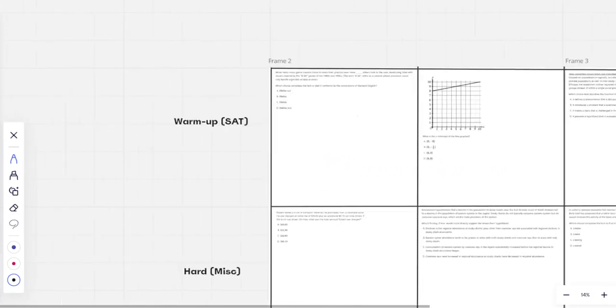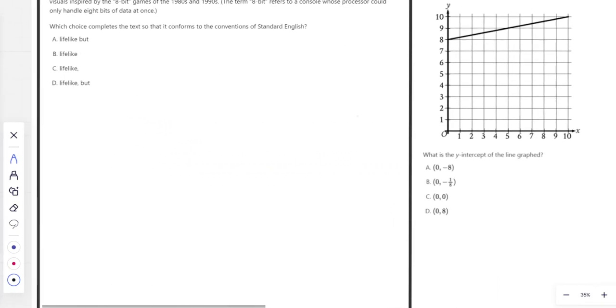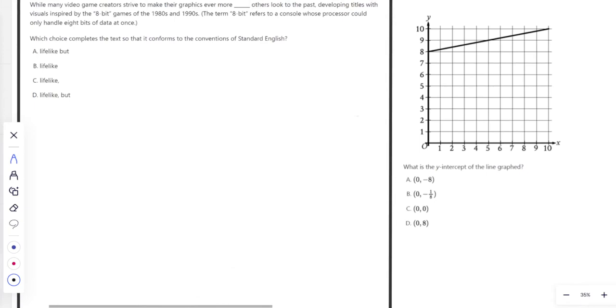Our first question looks like a nice little reading question. It says, "While many video game creators strive to make their graphics ever more blank, others look to the past, developing titles with visuals inspired by 8-bit games of the 1980s and 1990s." Which choice completes the text so that it conforms to the conventions of standard English?